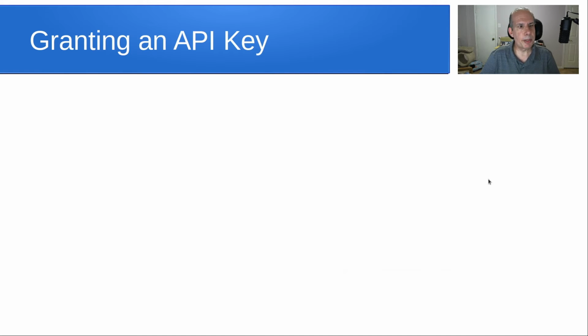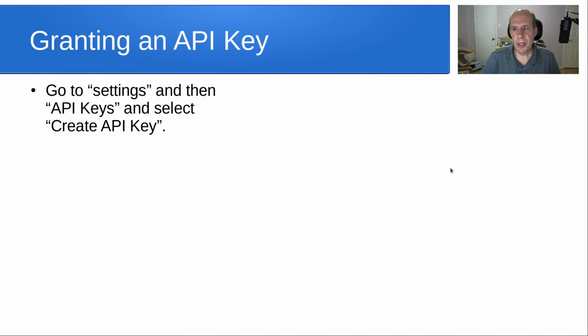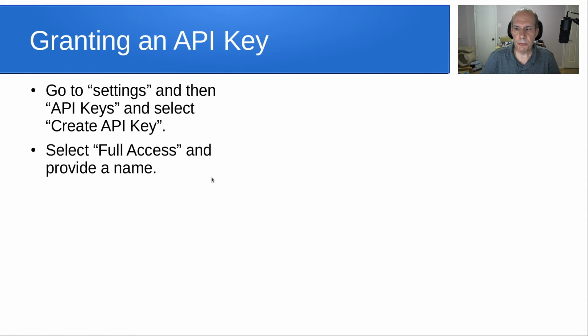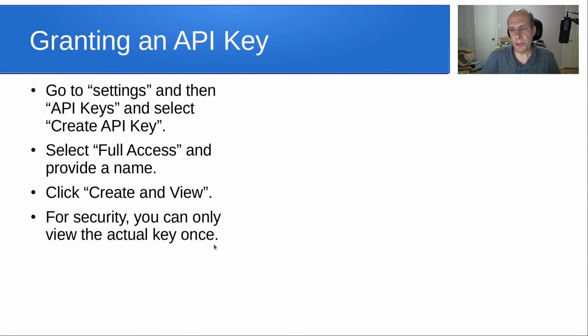So the next step is granting an API key. So you want to go to Settings, and then API keys, and then select Create an API key. You want to select Full Access, because that's the easiest thing to do, and provide a name. And then click Create and View. For security, you only get to view the actual key once. It'll give you a name that looks like the key later on and down the road, but it's not really the key. So if you lose that key, you just have to delete it and create another one.